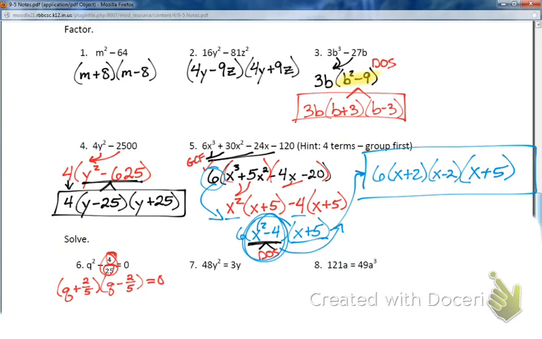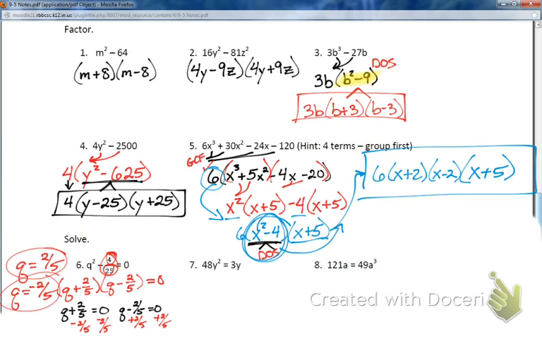So this simply says equals 0, which means you can now apply the zero product property and say q plus 2/5 equals 0 and q minus 2/5 equals 0. You'll subtract 2/5 on one of them and add 2/5 on the other problem. So you end up with number 6 being q equals positive 2/5 and q equals negative 2/5 for your 2 answers.